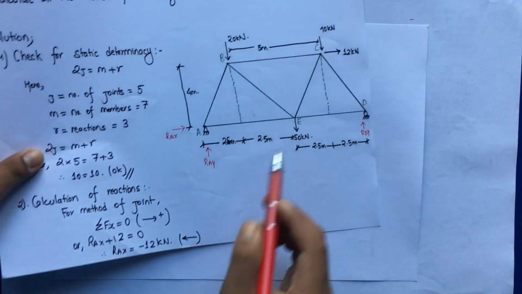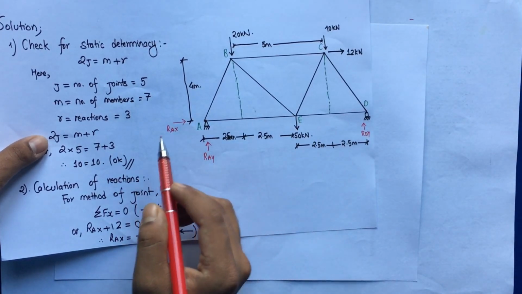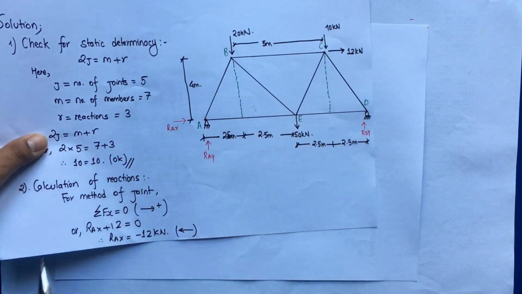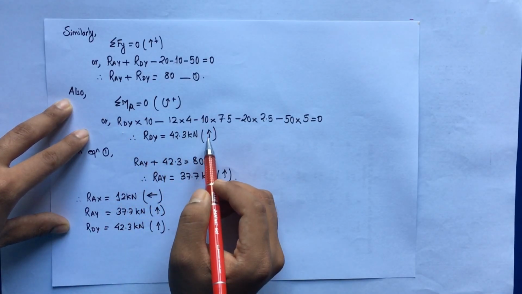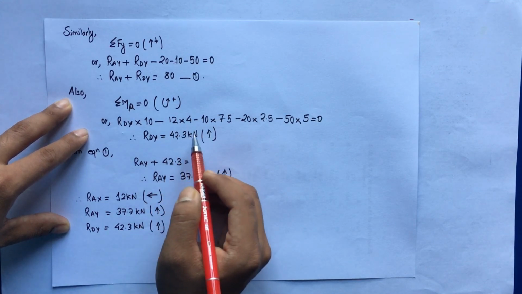And finally we have 50, that gives a clockwise moment as well. So 50 into 5. We get RDY is equal to 42.3 kilonewton upward. So that is a positive value, so the direction assumed is correct.